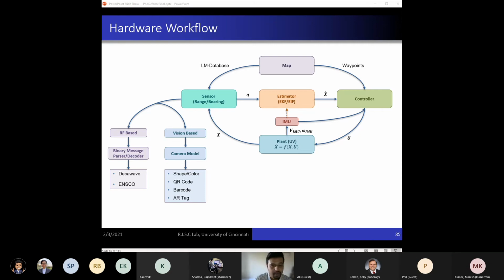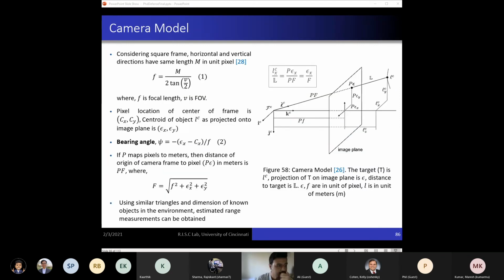We have developed the camera model for vision-based localization using range and bearing sensors. And we have also developed appropriate message parsers, decoders, publishers, and subscribers with ROS compatibility for radio frequency and even the camera-based models. So in this slide, we present the camera model. This was borrowed from Dr. Randall Beard's Small UAV book.